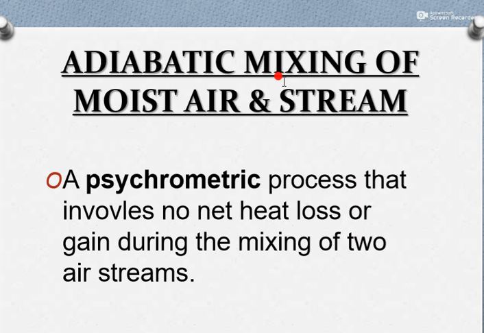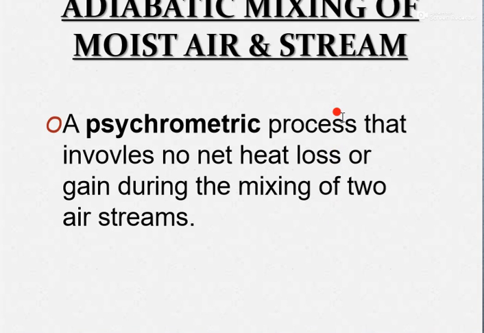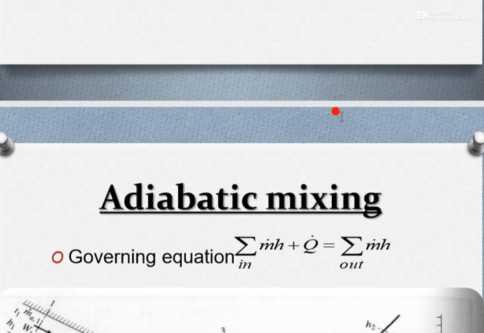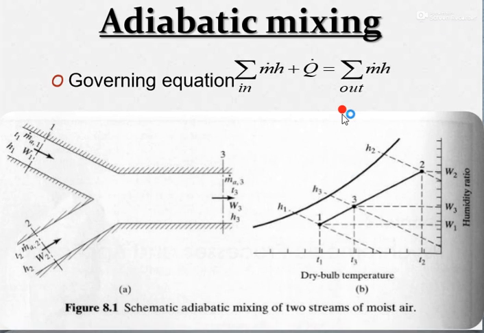Next one is adiabatic mixing of moist air streams. A psychrometric process that involves no net heat loss or gain during the mixing of two air streams. That is adiabatic mixing of moist air streams. In this process, no heat is gained and no heat is lost. In this case, two air streams are being mixed. Two air streams of different temperature are being mixed. This will be shown on this psychrometric chart.